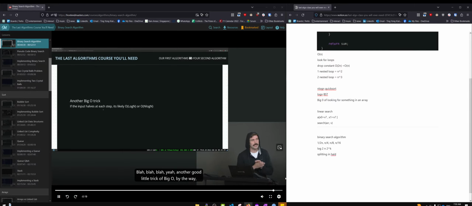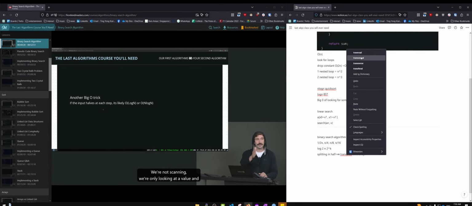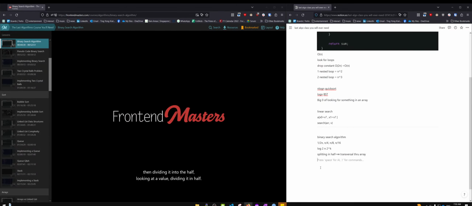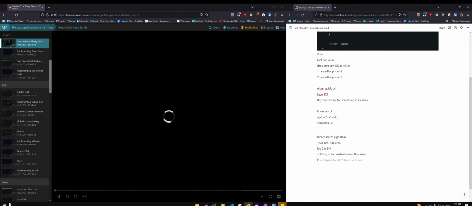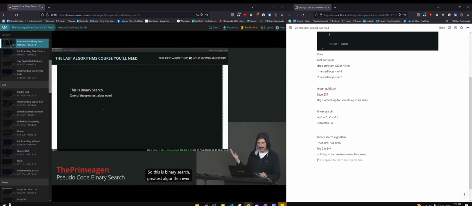Another good little trick of Big O, by the way, is when you halve the input at each step, it's either log n or n log n, right? So just remember that. That's depending on whether you're scanning that input or not. We're not scanning. We're only looking at a value and then dividing it in half. Looking at a value, dividing it in half. We're not scanning anything. So that's usually a pretty good trick to think about. So this is binary search, greatest algorithm ever.